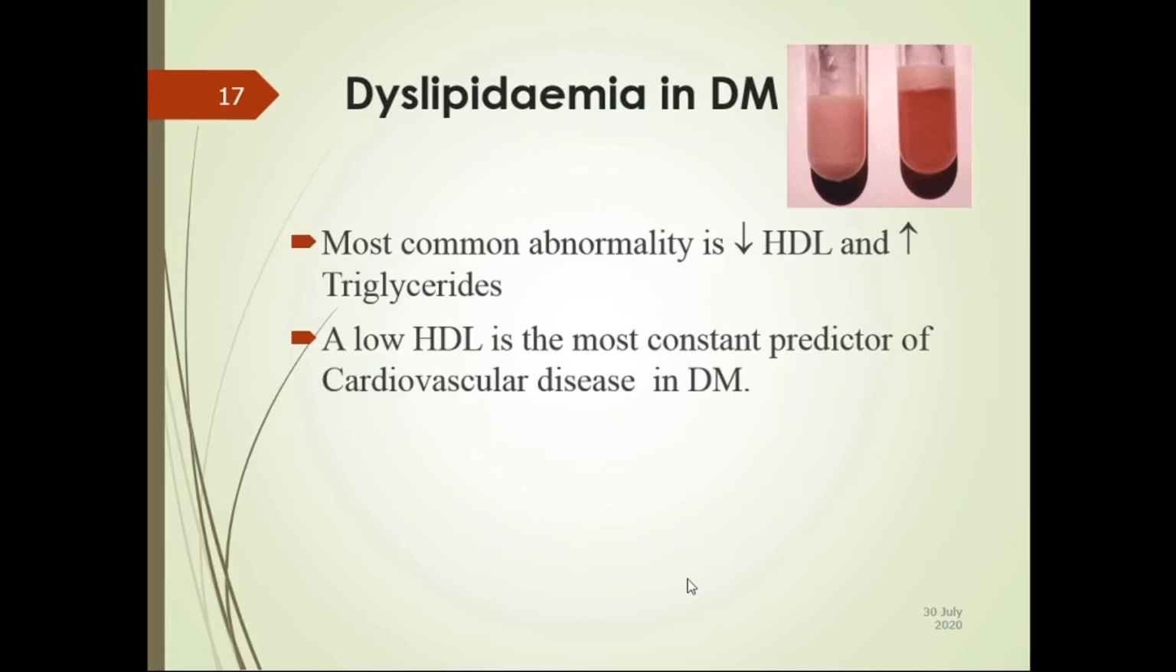We also have dyslipidemia, which is also a risk factor for cardiovascular disease in diabetics. The major abnormality here is decreased high density lipoproteins and increased triglycerides. Low high density lipoprotein is the most constant predictor of cardiovascular disease in diabetics. So basically, those are the risk factors and the presentation of cardiovascular disease in diabetes. So this sums up diabetic cardiovascular disease.